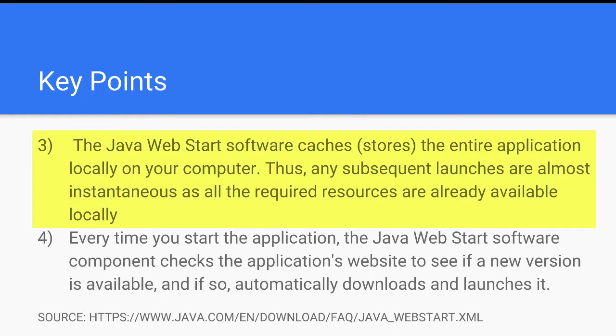The Java Web Start software caches the entire application locally on your computer, thus any subsequent launches are almost instantaneous as all the required resources are already available locally on your machine. Every time you start the application, the Java Web Start software component checks the application's website to see if a new version is available, and if so, downloads it and launches it. The source of this material is at java.com, and you can check out the link below to get more information on the topic.